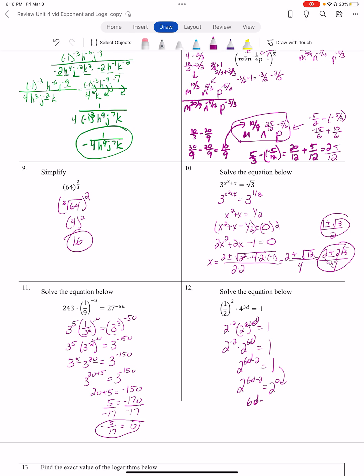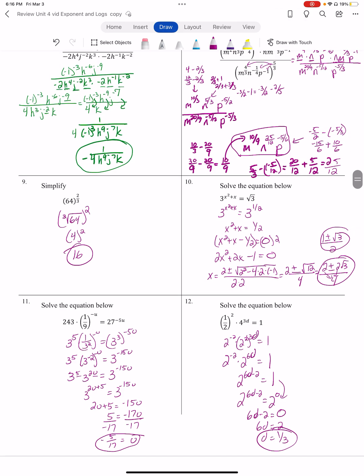6d minus 2 is equal to 0. 6d is equal to 2. d is equal to 1/3. And that's your answer there. And that's it for the exponential.